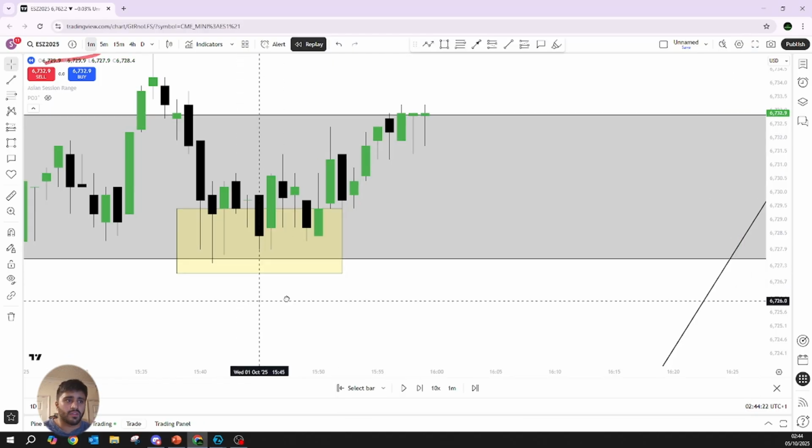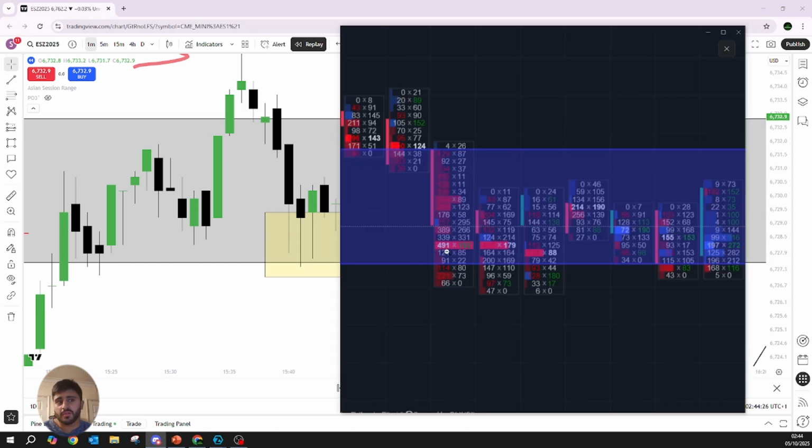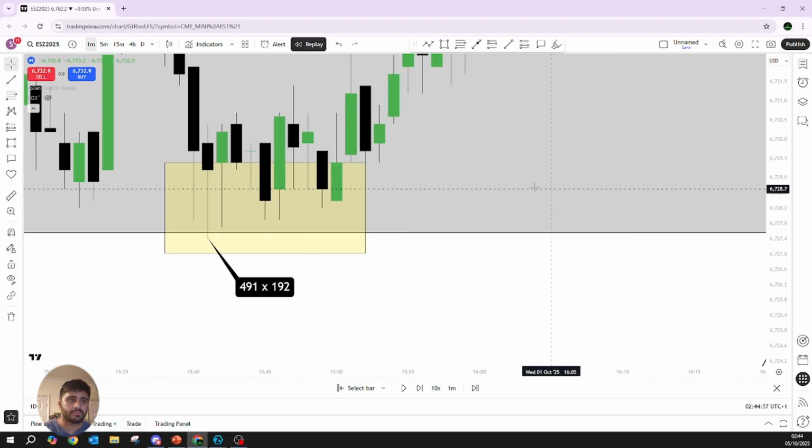So what does this mean, right? What does this negative delta mean? I'm just going to take one number just to illustrate it. I'm going to take 491 for 192. I'm just going to take that. So this was 491 for 192. So what does this actually mean?